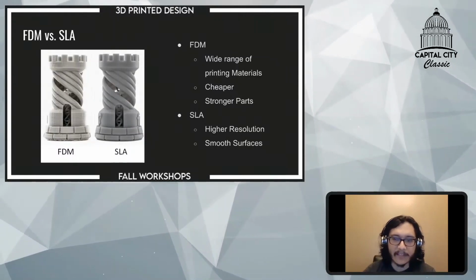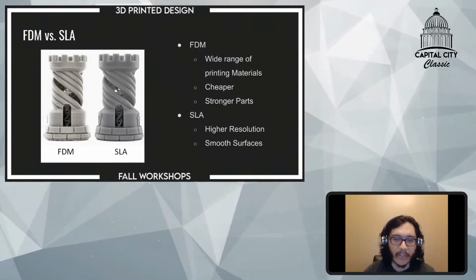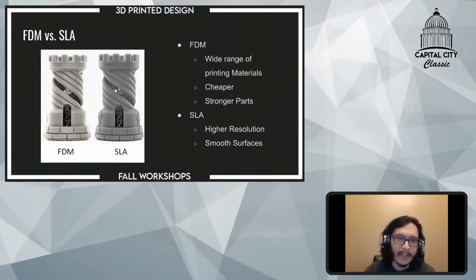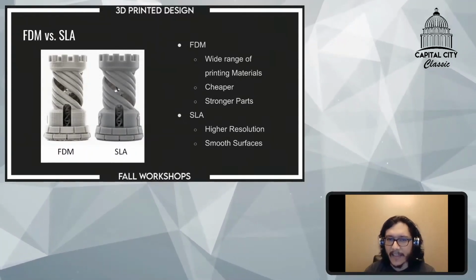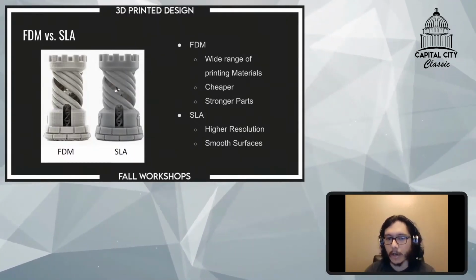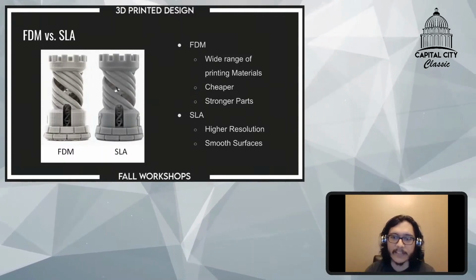You're limited by the light source you're applying, so you can actually do much thinner layers. So you'll end up with a smoother surface. Additionally, FDM parts tend to be stronger because the plastics used are not as brittle as the SLA resins.